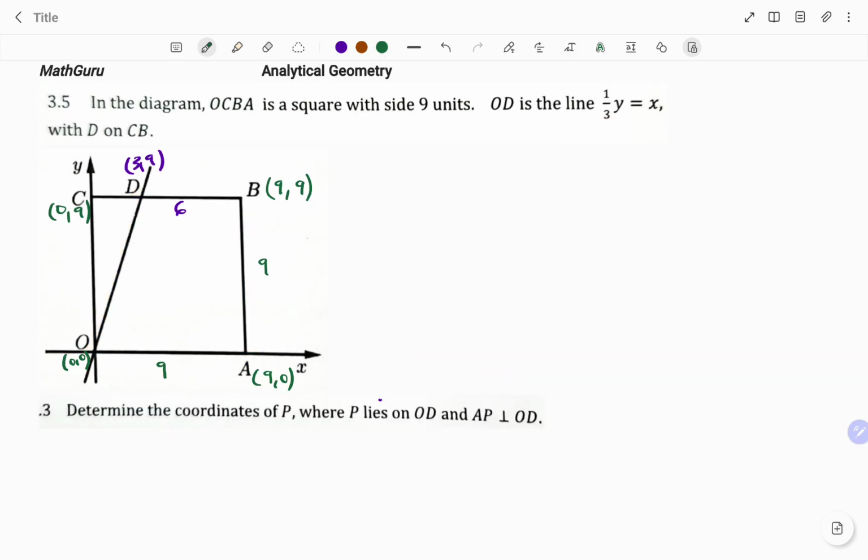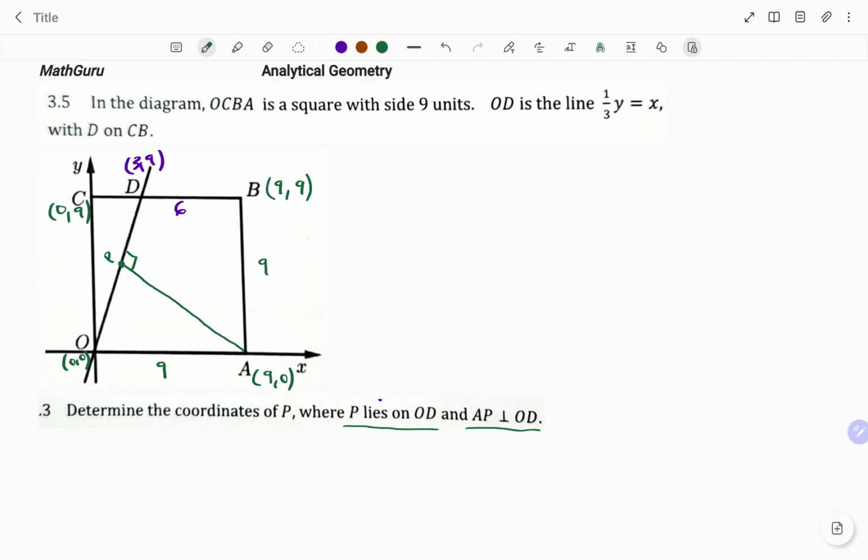I'm going to start by reconstructing my diagram. We were told that P lies on the line OD and the line AP is perpendicular to OD. So if I pick a point on OD and I call that P and I draw a line from P to A, then from the question we've been told that AP is perpendicular to OD. So perpendicular means it's 90 degrees.